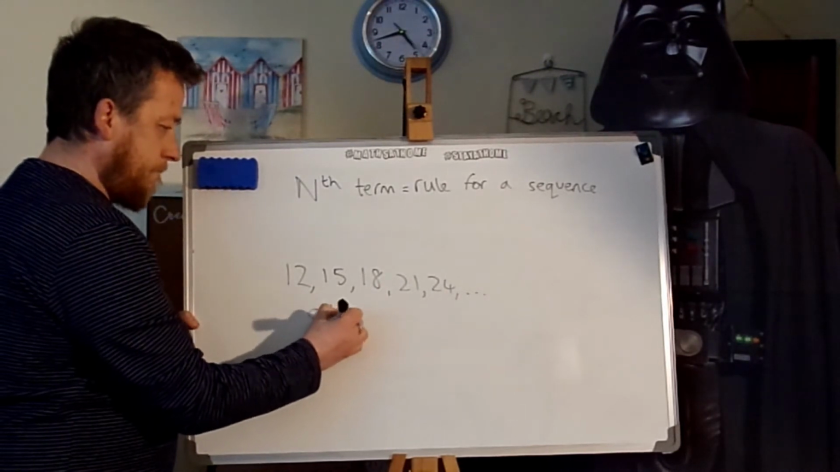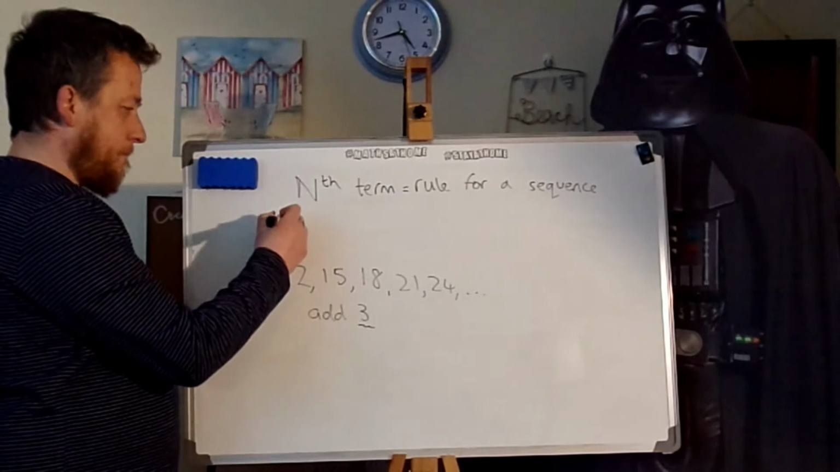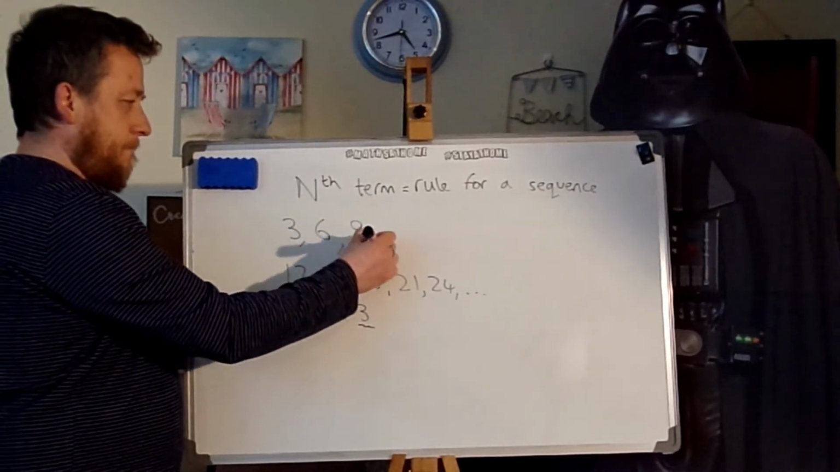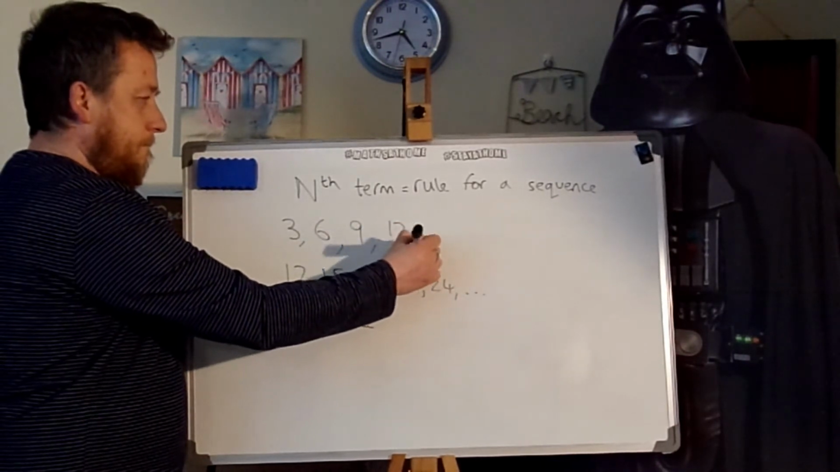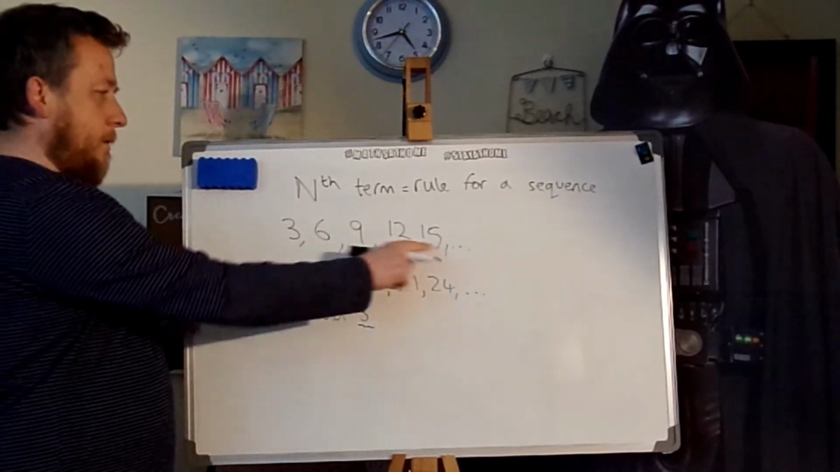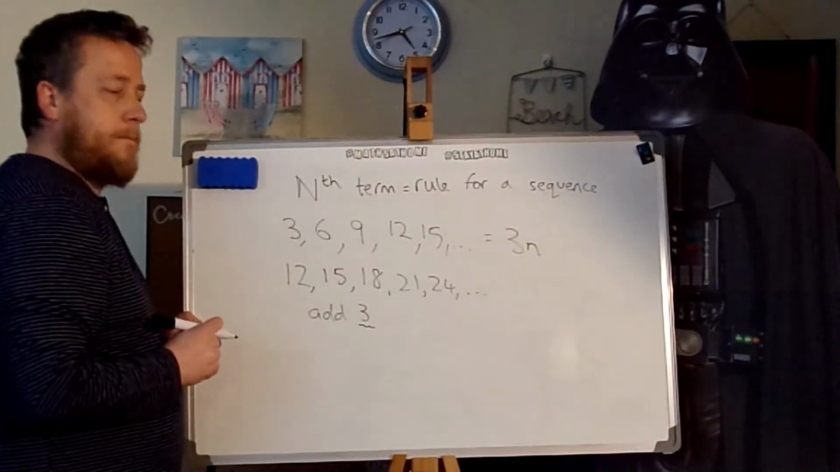Okay, so we've spotted the pattern. The pattern is we add 3. So obviously we now know that this means we're working with the 3 times table, because the 3 times table is always adding 3 to get the next number. So we know that the 3 times table can be represented as 3n.